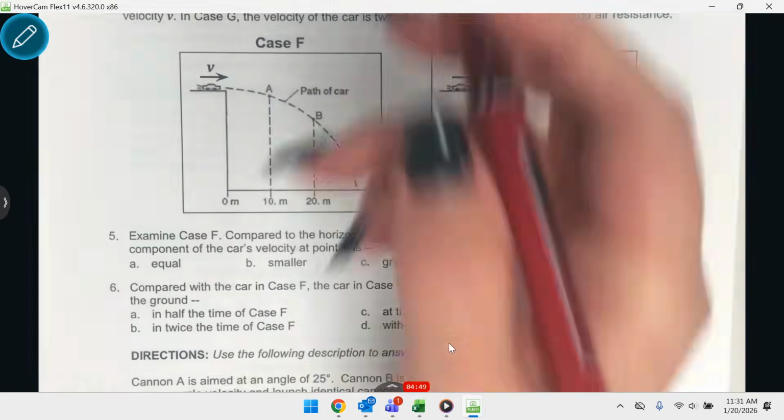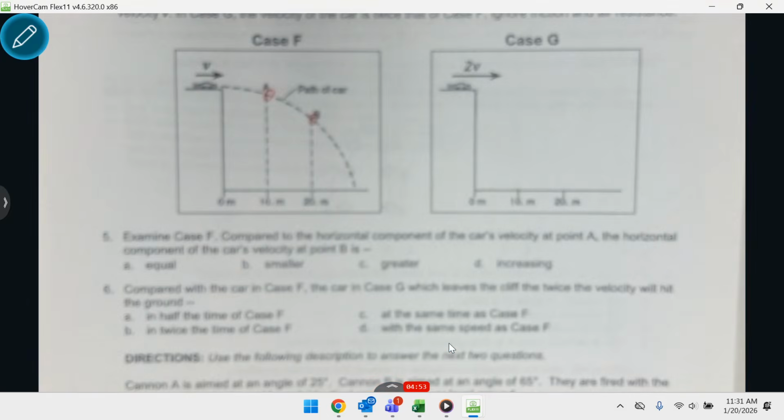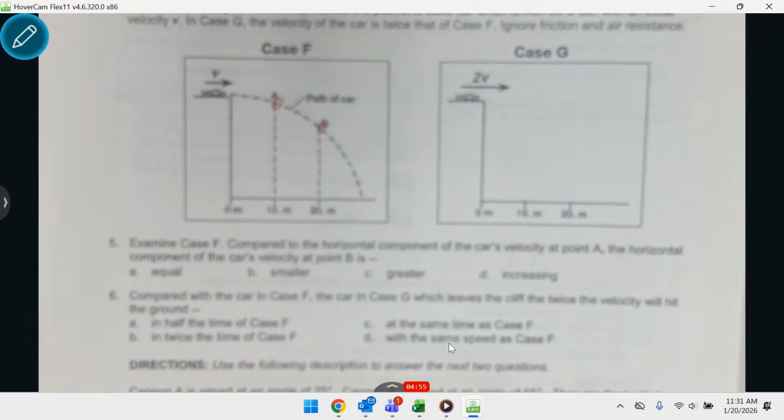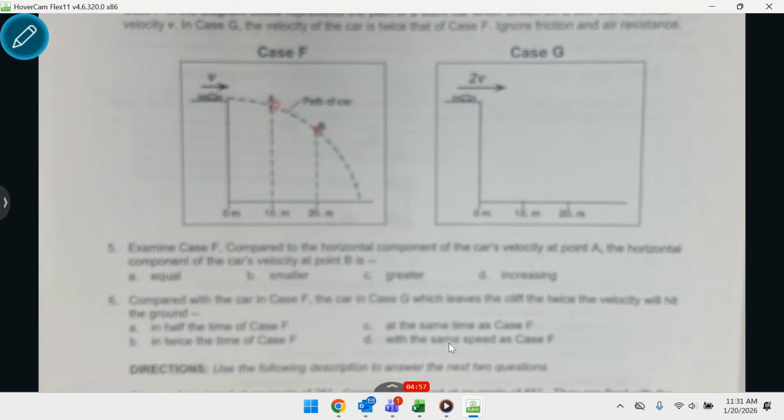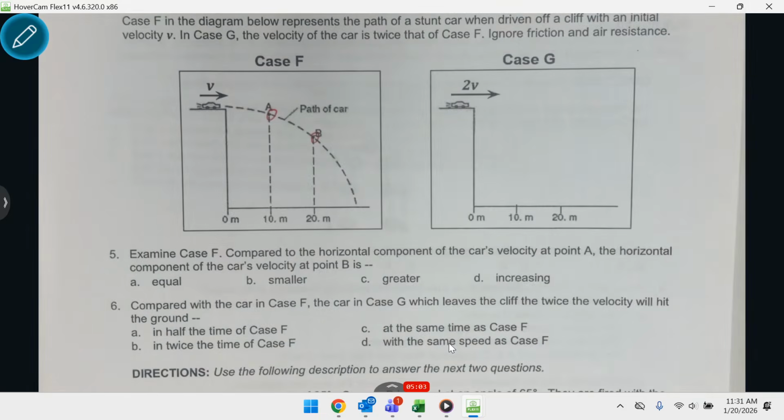Again, it's just asking you to compare these points and specifically the horizontal velocity at these points. And when you have a projectile, whether it is a projectile that has been launched vertically at an angle, or whether it's a horizontal launch, which this is, your horizontal velocity remains constant the entire time.